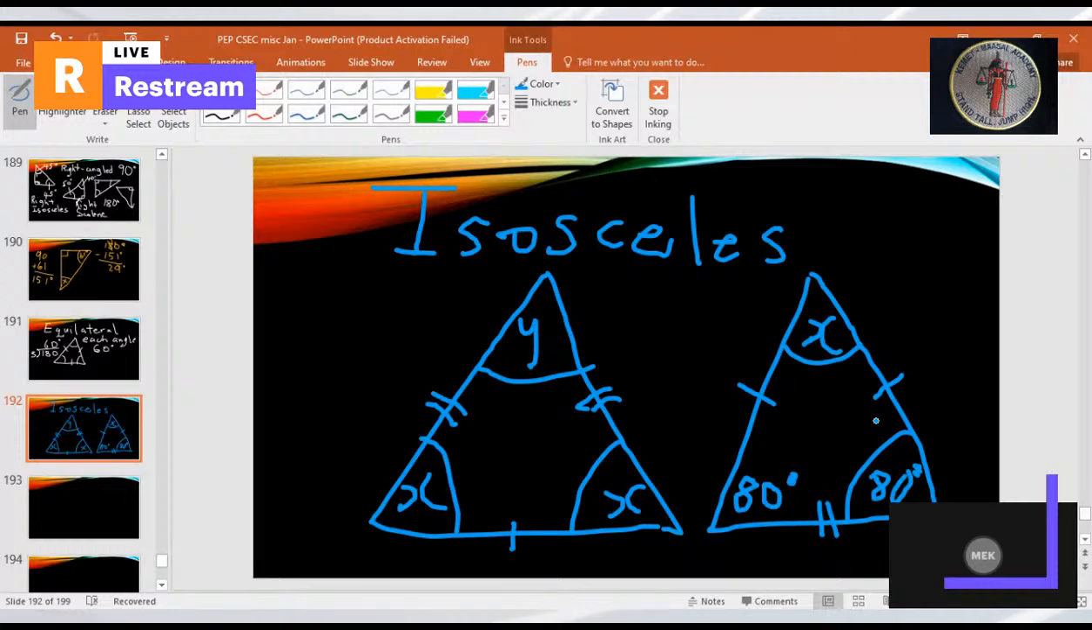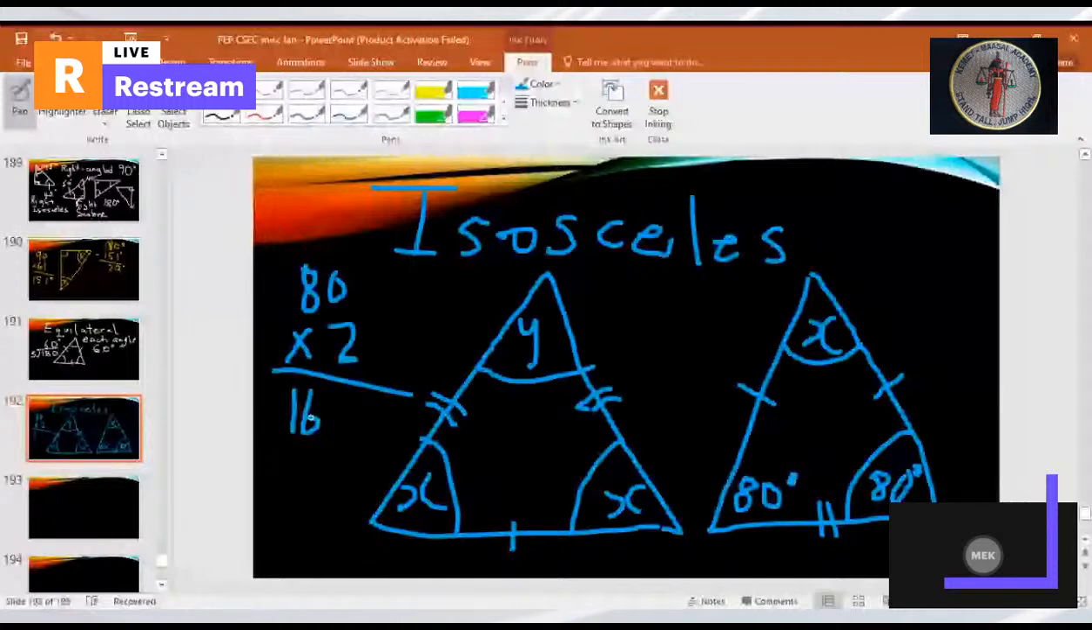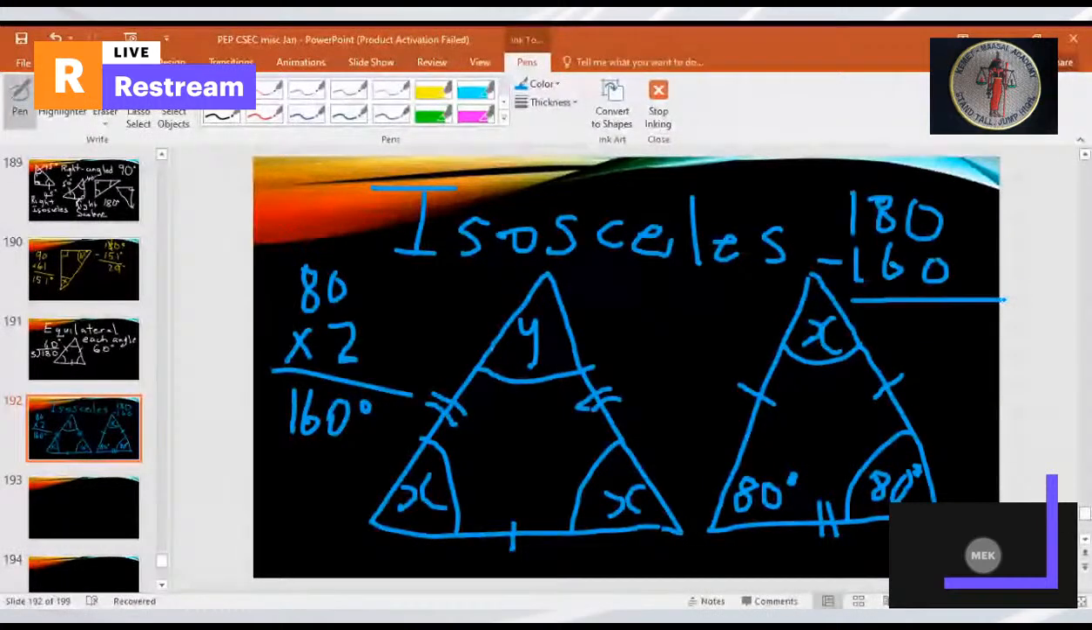So you add the 2 angles that you know, 80 plus 80, that's 160. Since you know angles in a triangle add up to 180, so 180 minus 160, and that will give you 20 degrees. So this missing angle is equal to 20.